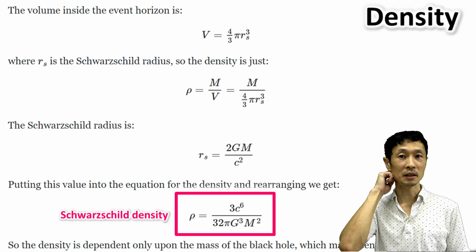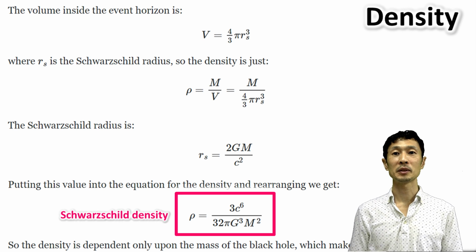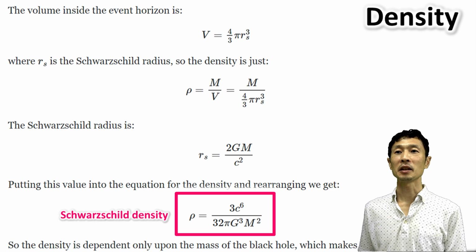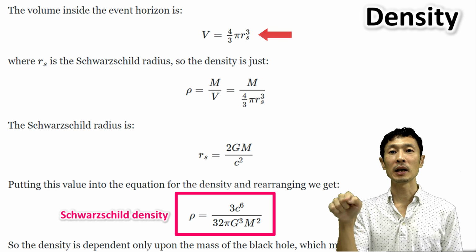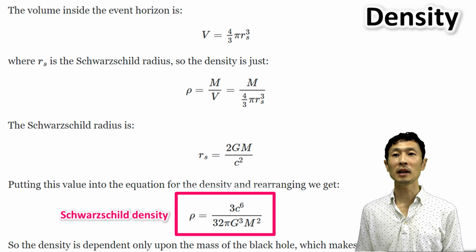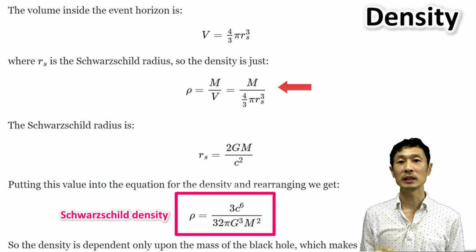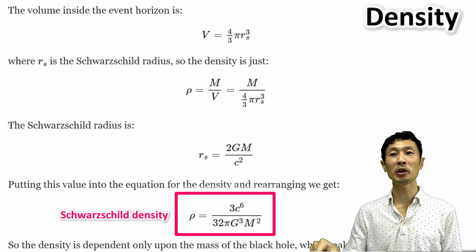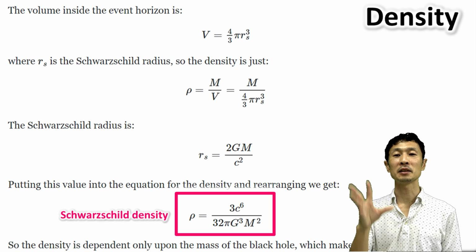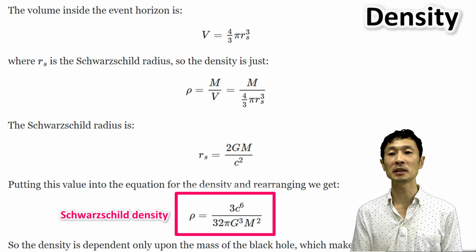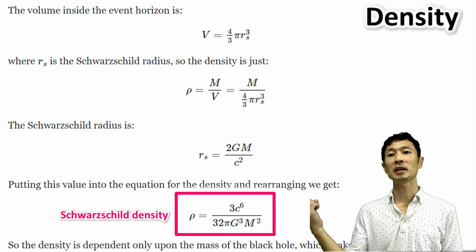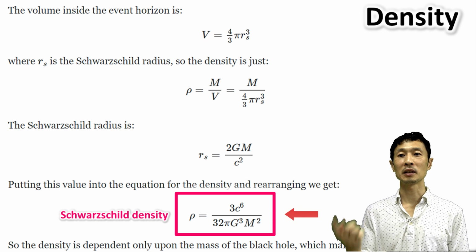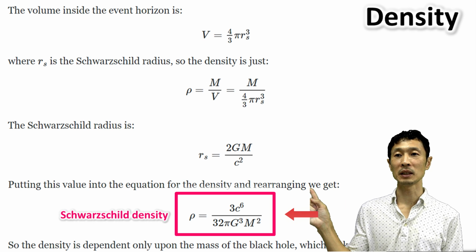Next, to calculate the density, we need the volume of the black hole. A black hole is a sphere, so the volume is calculated by 4/3 pi r cubed. And now the density rho is mass divided by the volume. So you can divide the mass by the volume. By the way, this radius is the Schwarzschild radius we just calculated. So we put the Schwarzschild radius in, and then we get the so-called Schwarzschild density. This is the density of black holes. And then rho equals this equation in red.